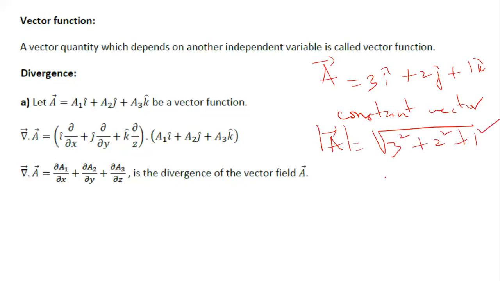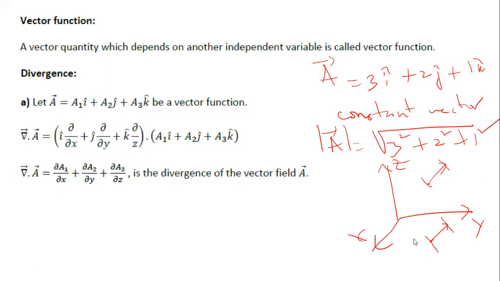Suppose you consider a three-dimensional space x, y, z. This quantity will not change with x, y, z values. If you put this vector here, it will have a certain magnitude of this length. If you put it here also, it will have the same magnitude, because the magnitude of this vector does not have any x, y, z dependence, right?